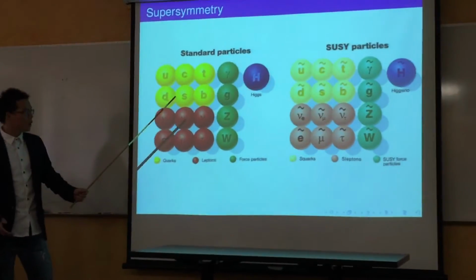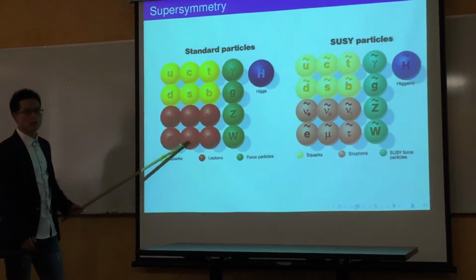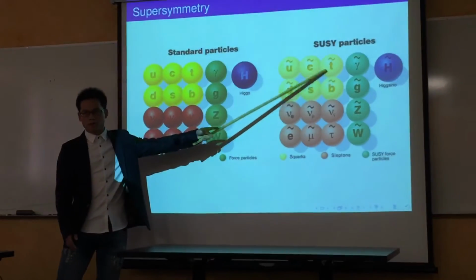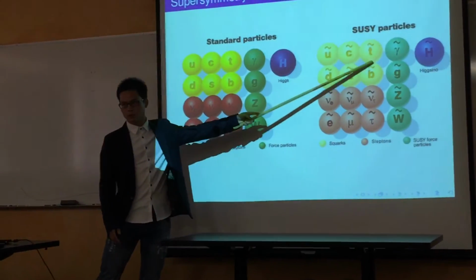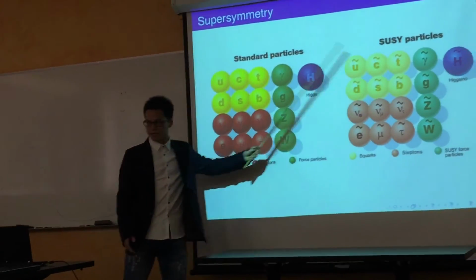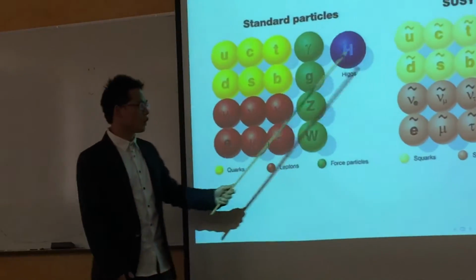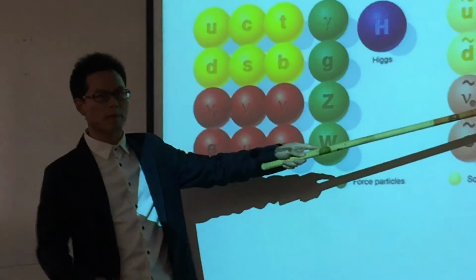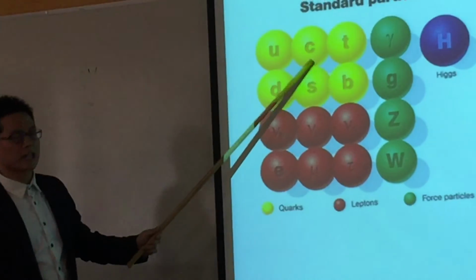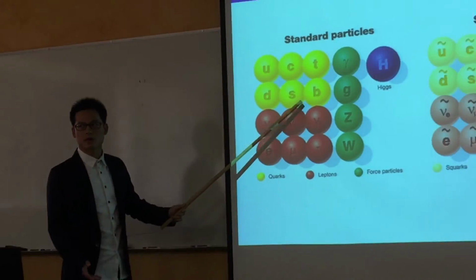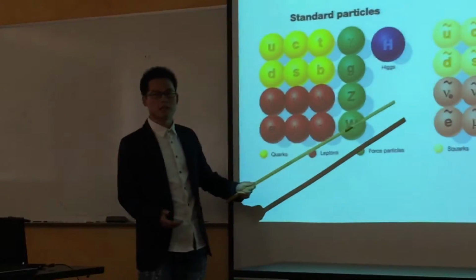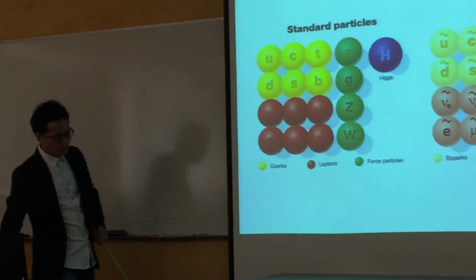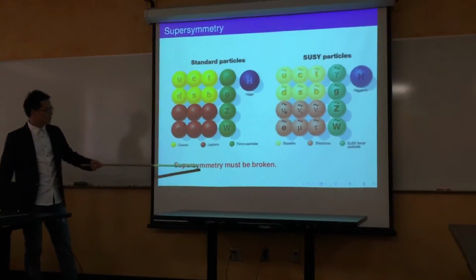But in fact, we already found all the standard model particles. We already found all of them. However, we did not find any signal from supersymmetry. So it means the masses of those two should not be exactly the same, right? The mass of the supersymmetric particles must be much, much higher than the mass of the standard model particles. That's the reason why supersymmetry is not an exact symmetry. It must be broken, okay?